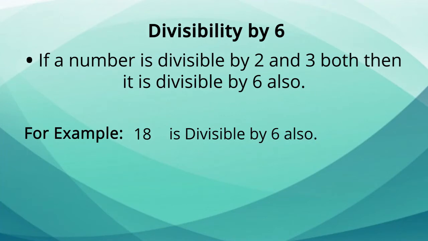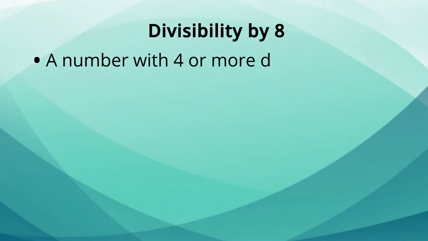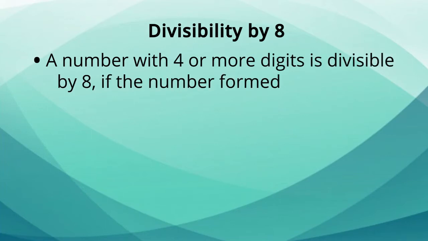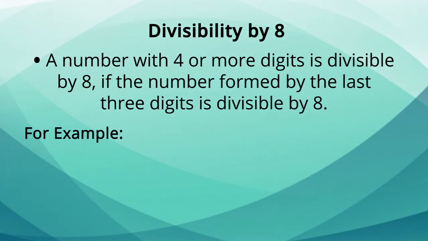Now, let us discuss about the divisibility by 8. A number with 4 or more digits is divisible by 8 if the number formed by the last 3 digits is divisible by 8. For example, 9216. We can see that 216 is divisible by 8. Hence, 9216 is also divisible by 8.